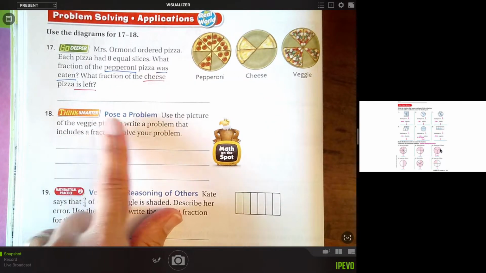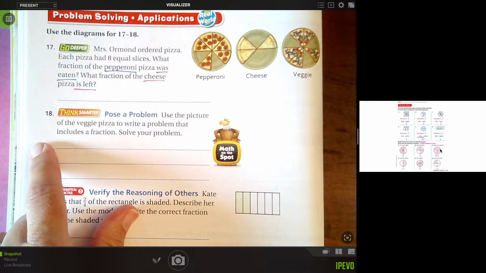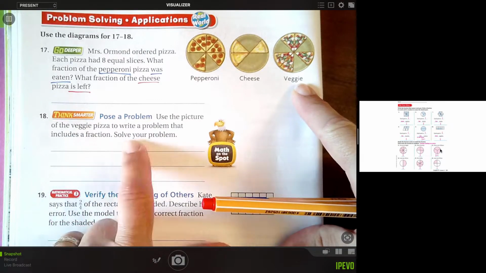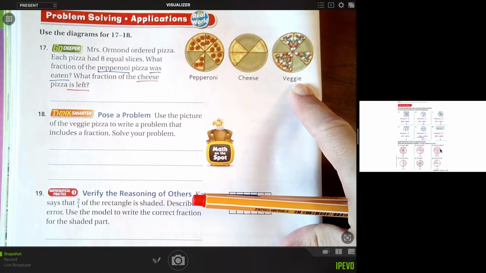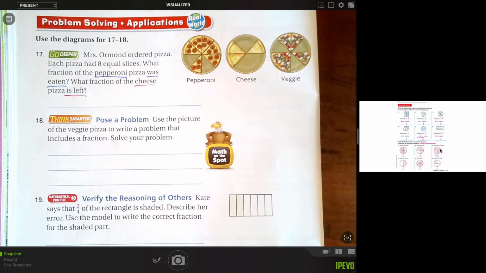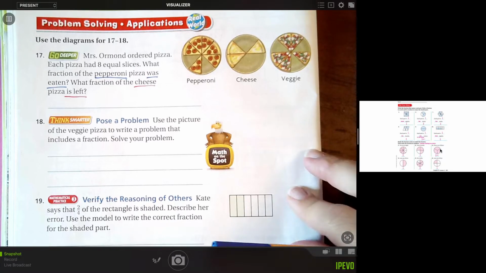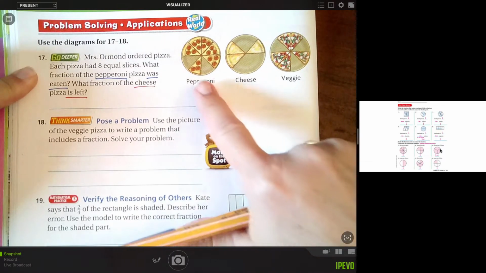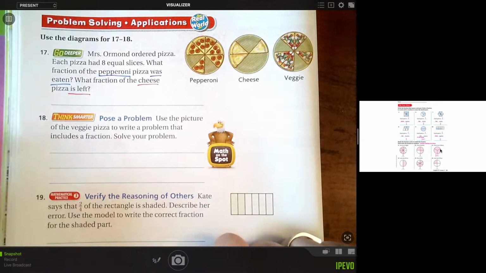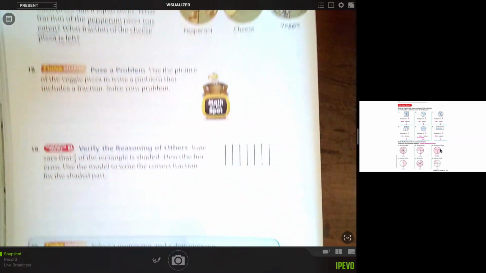Number 18 says, pose a problem. Use the picture of the veggie pizza to write a problem that includes a fraction and solve your problem. You get to be creative and write your own problem using the veggie pizza as your guide. Just like they wrote a problem for 17 about the pepperoni and the cheese, you can write your own problem about the veggie pizza, okay, using a fraction.